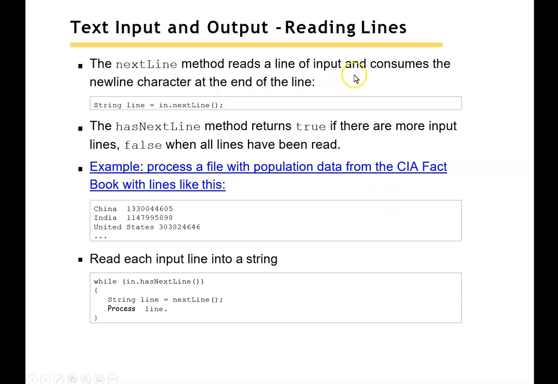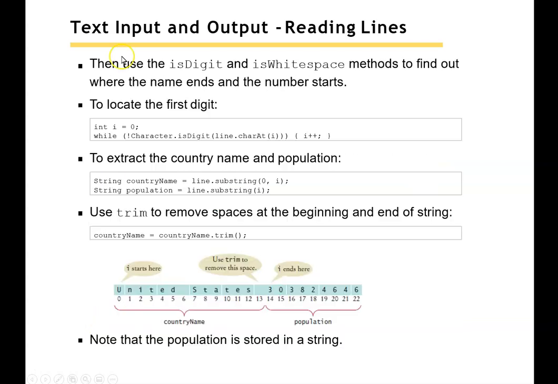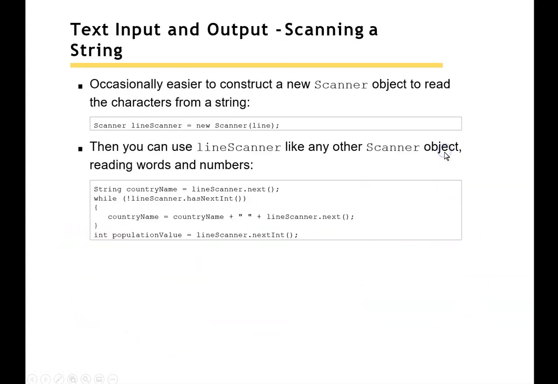The nextLine method reads a line of input and consumes the newline character at the end of the line. The hasNextLine method returns whether there is a next line. That way you don't have to read in each word, you can actually read in the line of text. So here we go. Read each input line into a string. Then we can use isDigit and isWhitespace methods to find out where the name ends and the number starts. Well, Character.isDigit. Keep going. Here's an example to pull the country name. Use trim to remove extra spaces, and boom, Bob's your uncle.